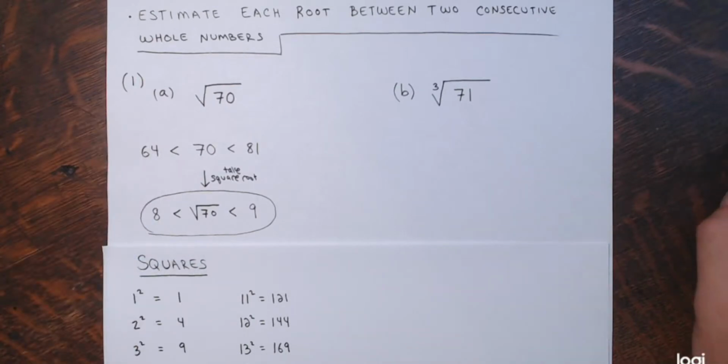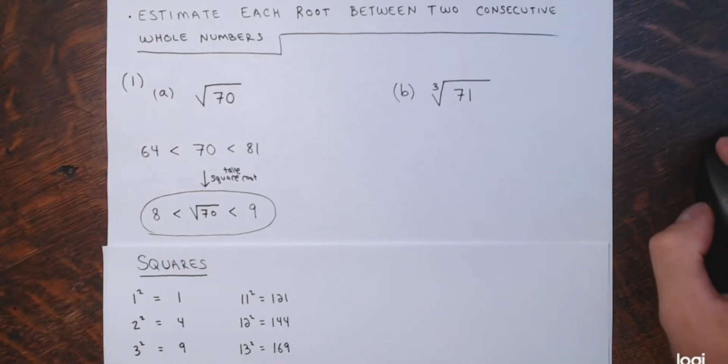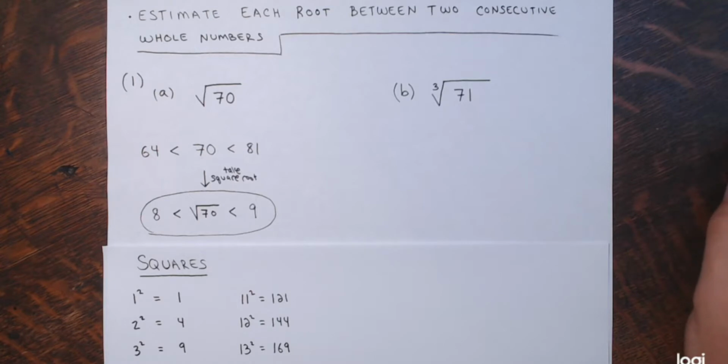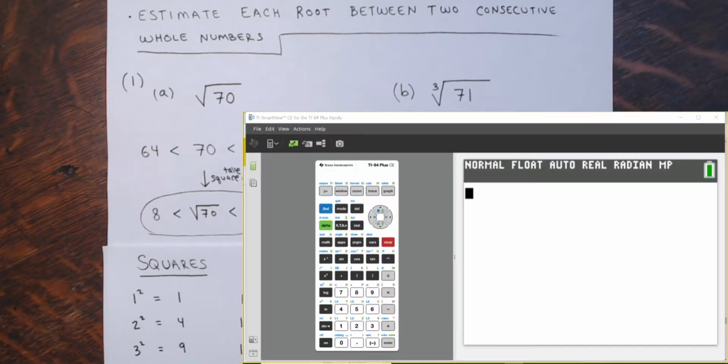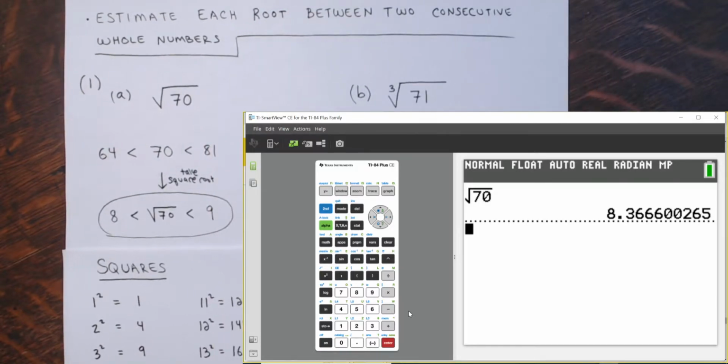Now let me actually bring up a calculator and show you the square root of 70. I have a TI-84 Plus emulator here. You can use whatever calculator you wish. And I enter the square root of 70. And look at this. See, that's between 8 and 9, like we said right here.